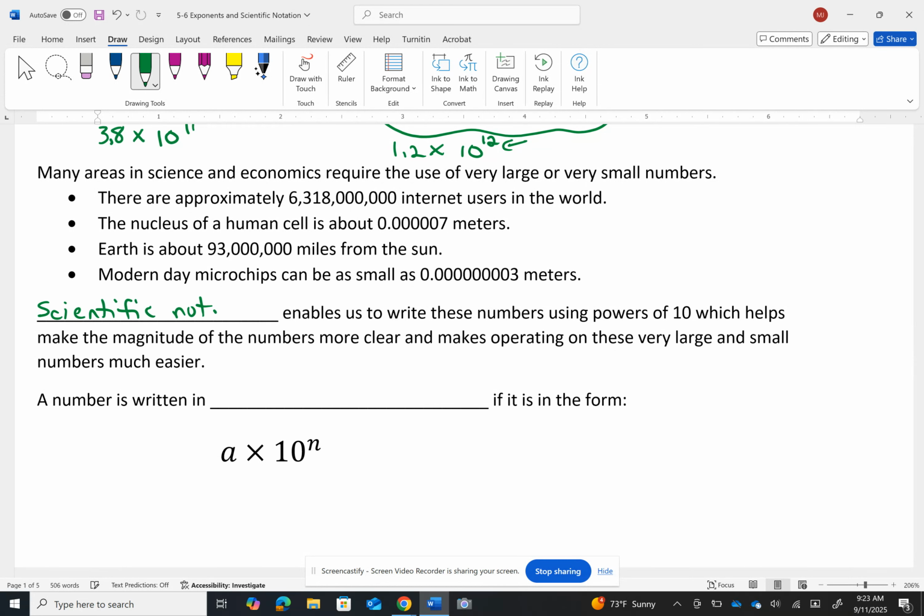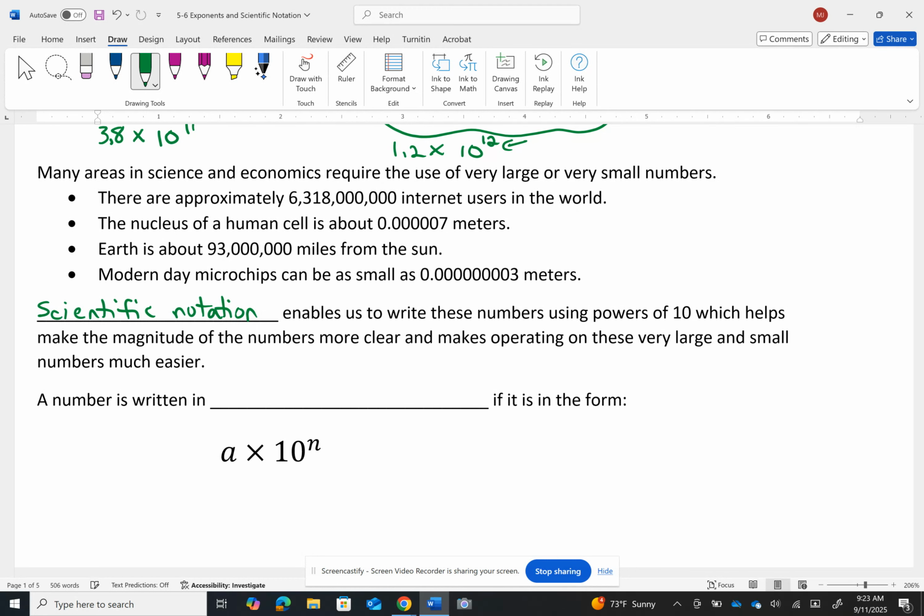Scientific notation enables us to write them so that the size, the magnitude of the numbers is more obvious. And then we'll also find later that you can do operations with numbers in scientific notation a lot easier, in a very easy way.